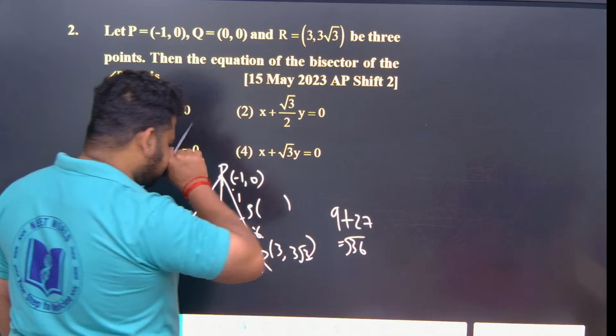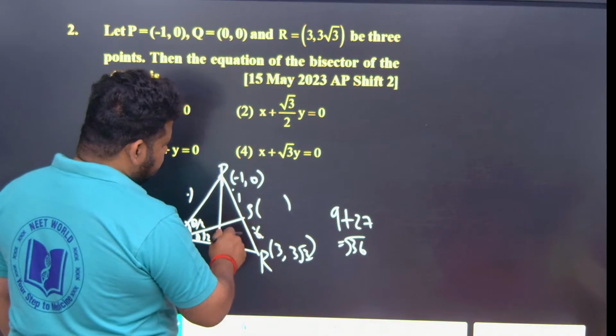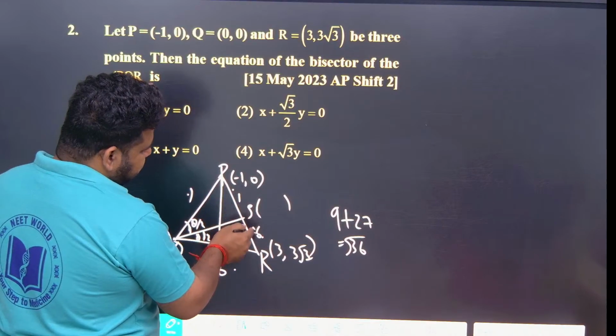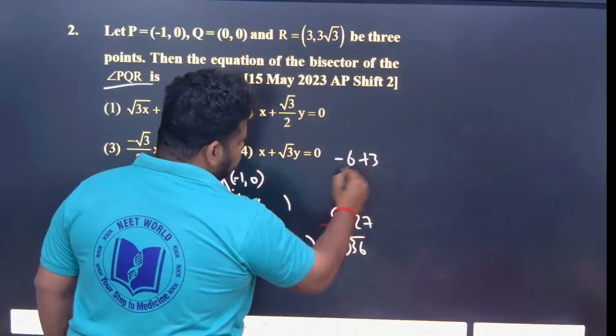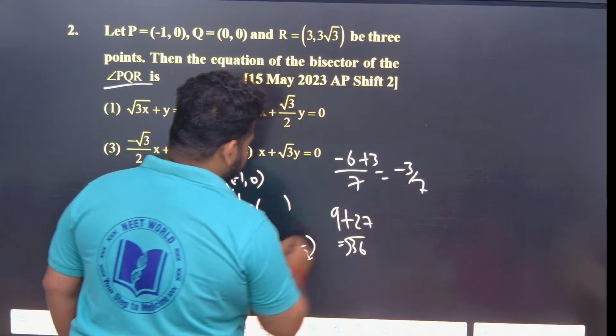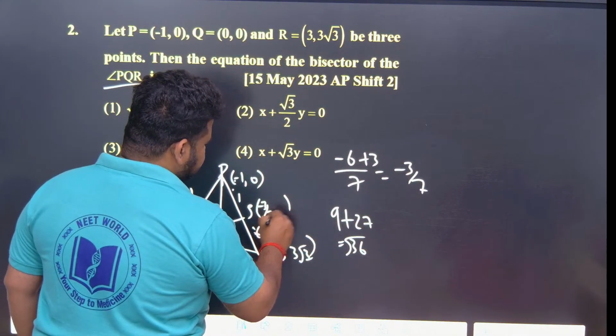Okay, this will be what? 6 into minus 1, minus 6, and 1 into 3 plus 3 divided by what? 6 plus 1, 7. That will be minus 3 by 7. Why are you taking so much time to tell the coordinates? Minus 3 by 7.